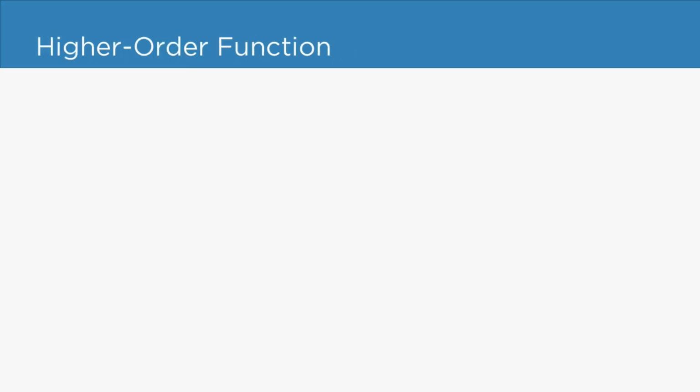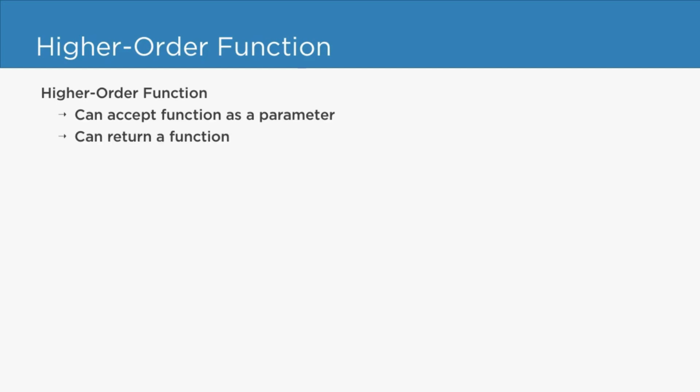Well, higher order function can be defined as a function that can accept another function as a parameter, or if a function can return a function, then it is again known as the higher order function. And in case a function is capable of doing both things, then that function is also known as the higher order function. To understand it better, let us see the code in action.